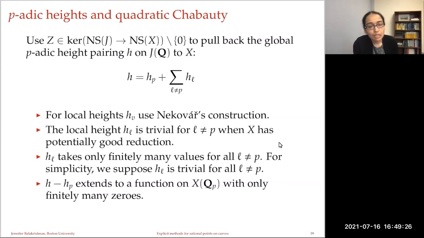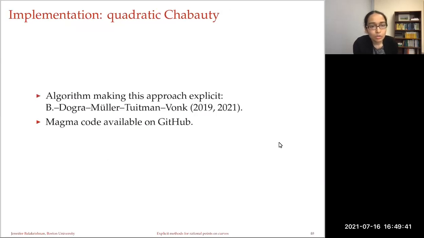Now, the difference, the global height minus the local height at p, extends to a function on the p-adic points on the curve with only finitely many zeros. And that's kind of the setup of quadratic Chabauty in the instance that we've implemented it. So in joint work with Netan Dogra, Steffen Müller, Jan Tuitman, and Jennifer Balakrishnan, we have some algorithms making this explicit. And we have Magma code for this available on GitHub, along with a collection of examples.